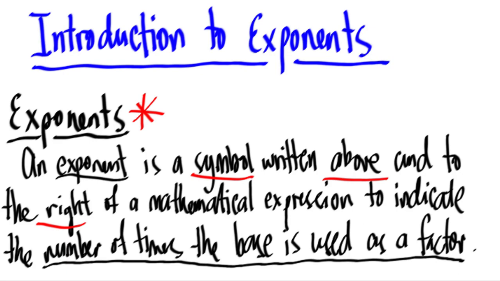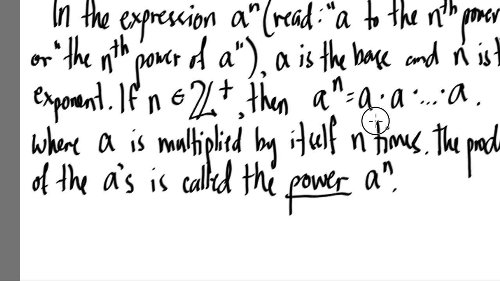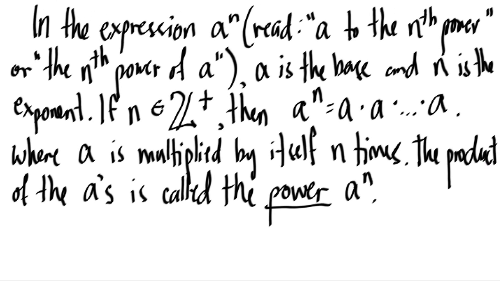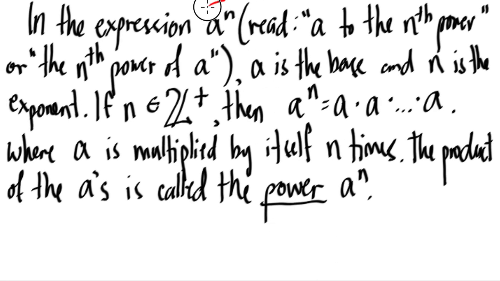So in the expression a raised to n, it can be read as a to the nth power, or the nth power of a. Technically it can be read that way, but for me it can be simply read as a raised to n, or a to the nth. Simple as that. Or the nth power of a.